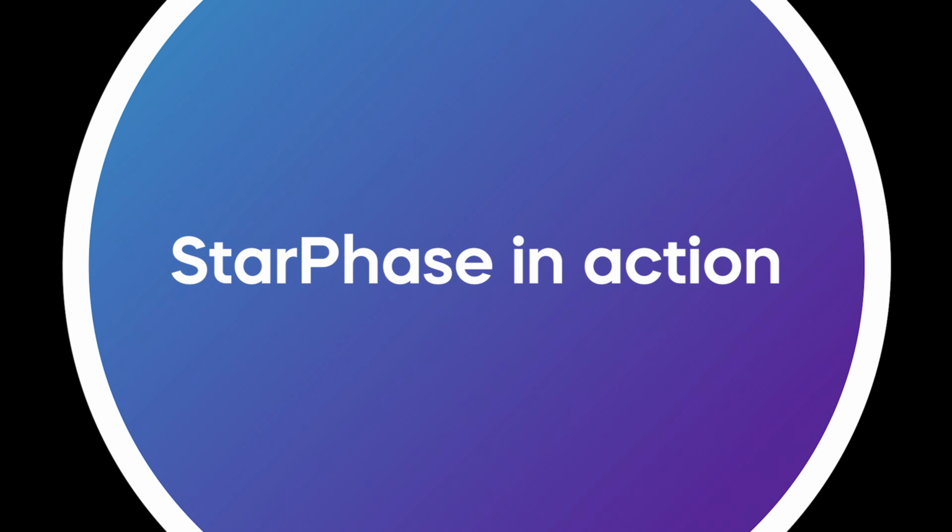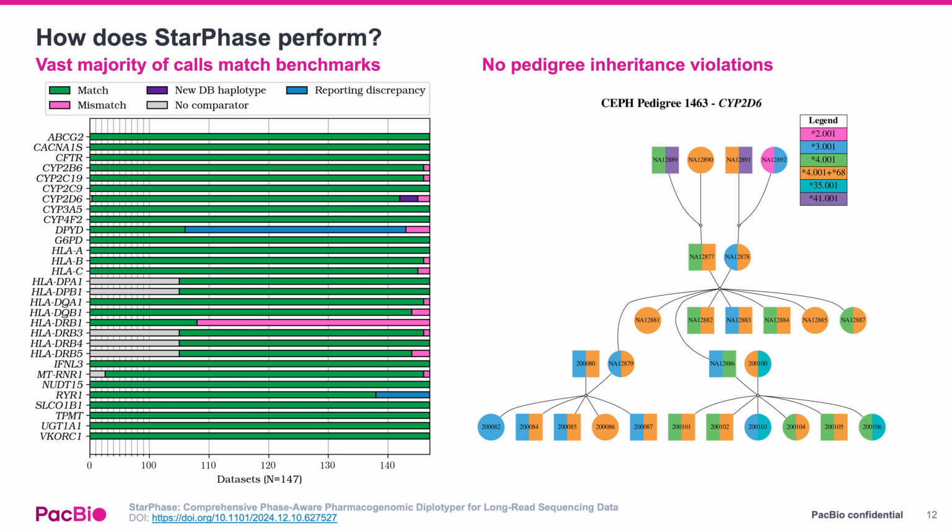At this point, you may be asking yourself, how does StarPhase compare to previous datasets that have been reported? So on the left here, I have a benchmark comparing StarPhase to reported outputs for about 147 datasets. And what you can see is that the vast majority of the calls from StarPhase are matching those from these previous results, which are showing up as green in this figure. You can also see there are a handful of differences, some of which are caused by things like database updates, and some of which are true mismatches to these previous results.